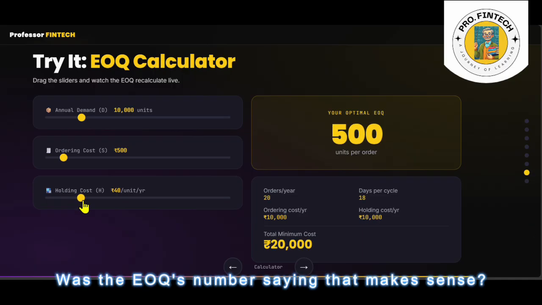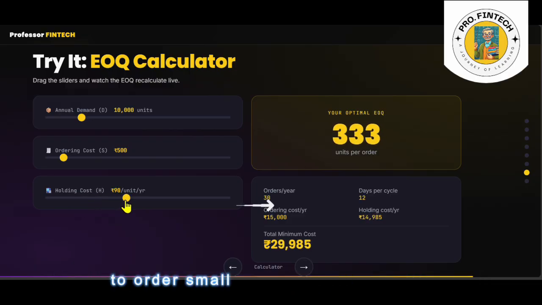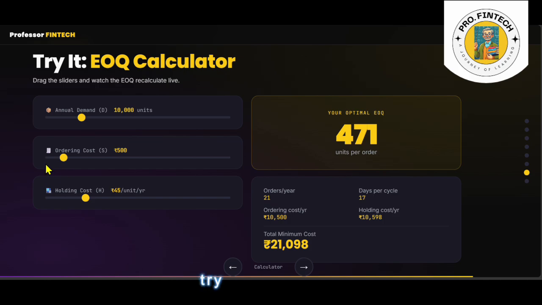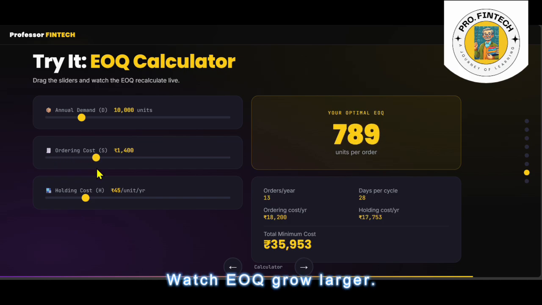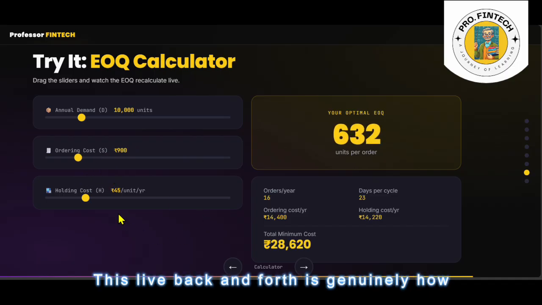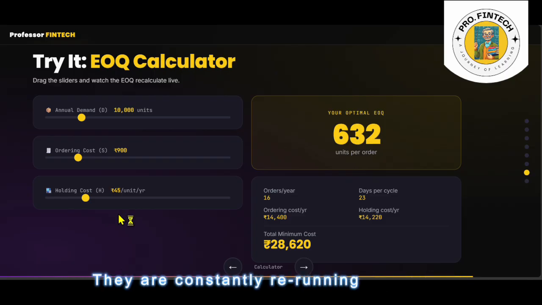That makes sense. If storing things is expensive, the formula tells you to order smaller batches more often, so less stock sits around costing you money. Now try the opposite. Push ordering cost up instead. Watch EOQ grow larger. If placing an order is expensive, you want to do it less often, so each order needs to be bigger to make it worth the cost. This live back and forth is genuinely how procurement and supply chain analysts think every single day. They are constantly rerunning this exact trade-off as supplier prices and warehouse rents shift.